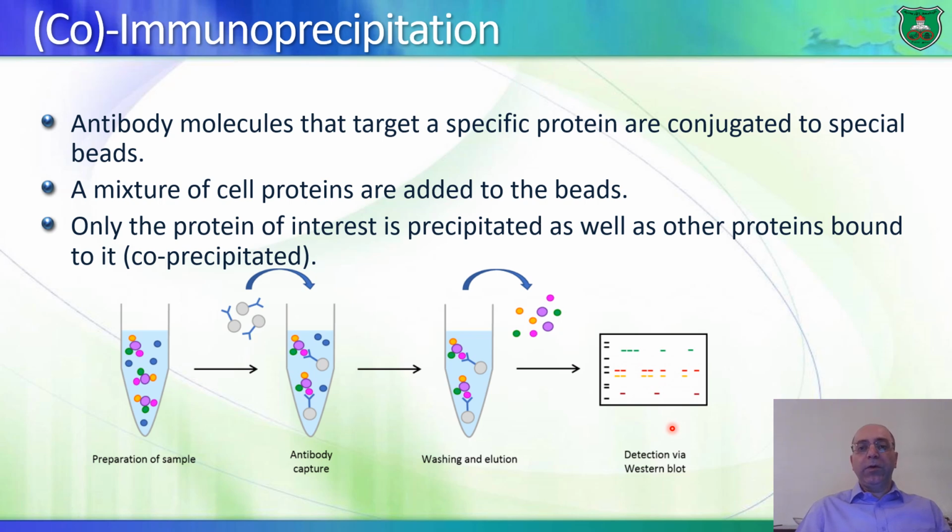immunoblotting or SDS-PAGE. Now, immunoblotting, by the way, is also known as Western blot. So we have Southern blot for DNA, we have Northern blot for RNA, and we have Western blot for proteins. Great.